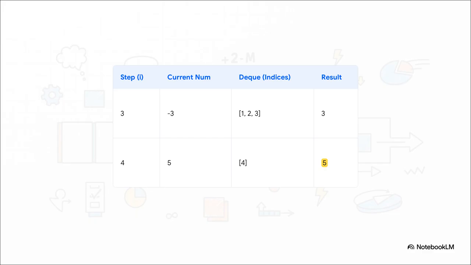But now, watch this. At step 4, the number 5 arrives, and this is a huge moment. 5 is bigger than everyone currently in line, so it kicks out index 3, then index 2, then index 1. It clears the entire line. Then index 4, for our value 5, gets in, and the max for this window is, you guessed it, 5.